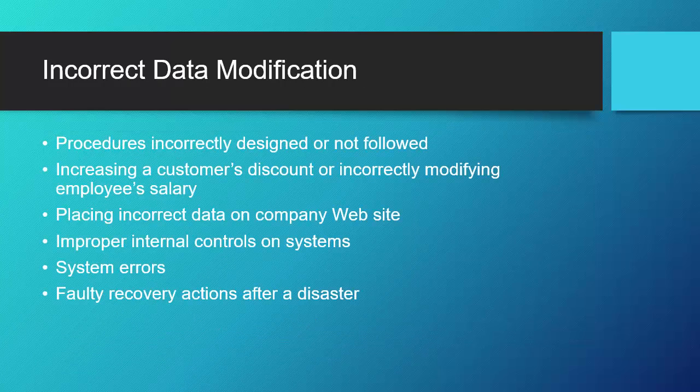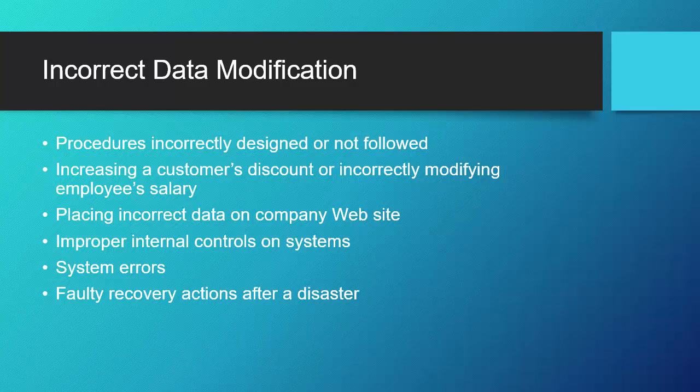In terms of incorrect data modification, you might have procedures that are incorrectly designed or not followed. So you might have something where people are supposed to change their password every 6 weeks. You got to make sure they do it. You need to send out something to test them. If you have a policy that people shouldn't click on links from email accounts that they're not familiar with, you need to train them and then also test them to make sure that that's exactly what's happening.